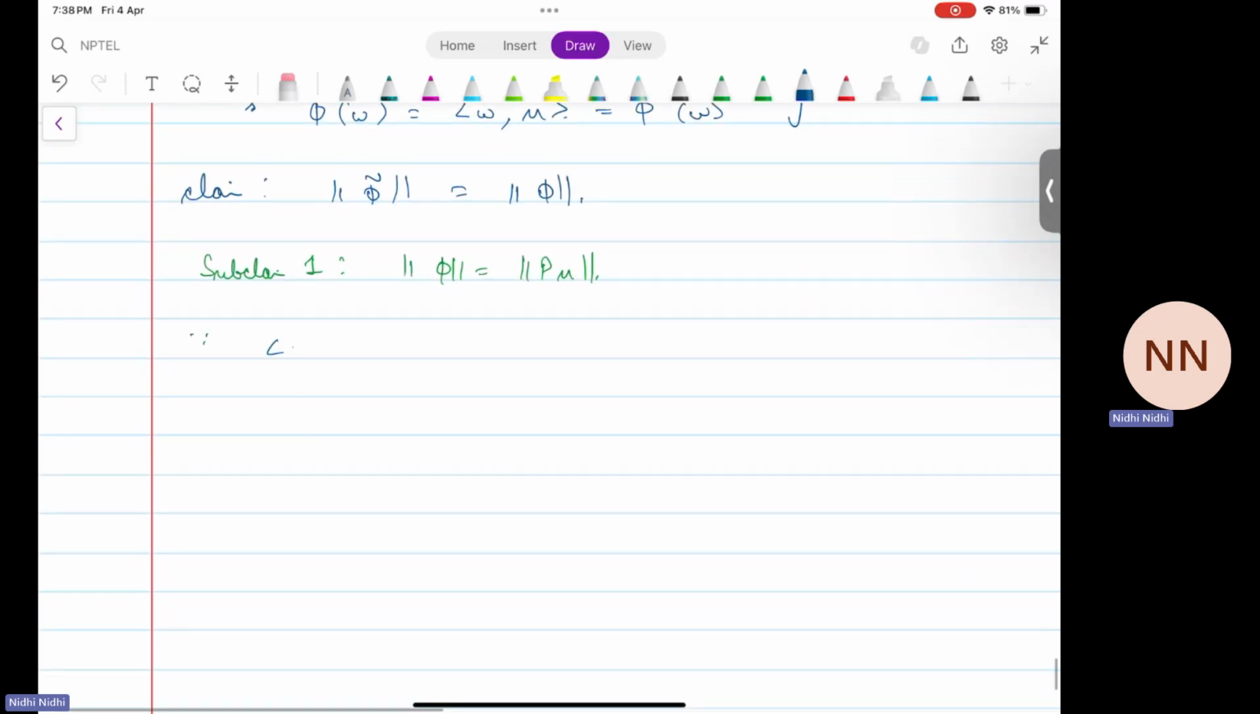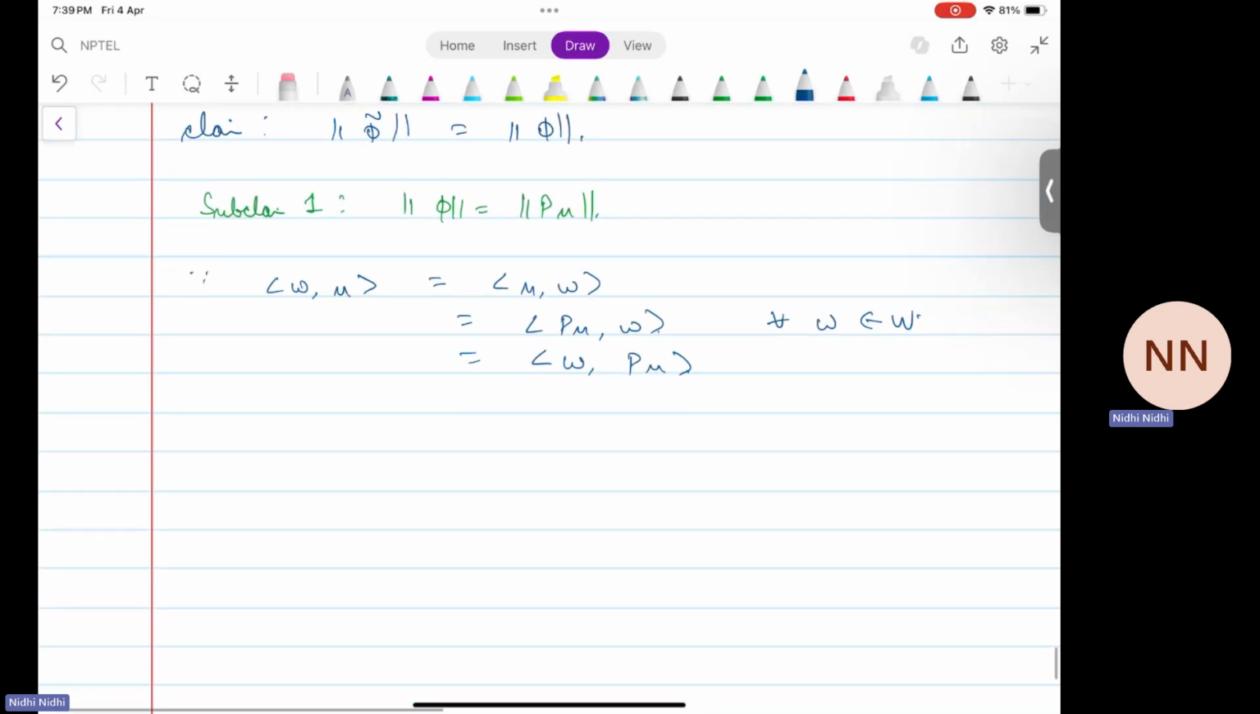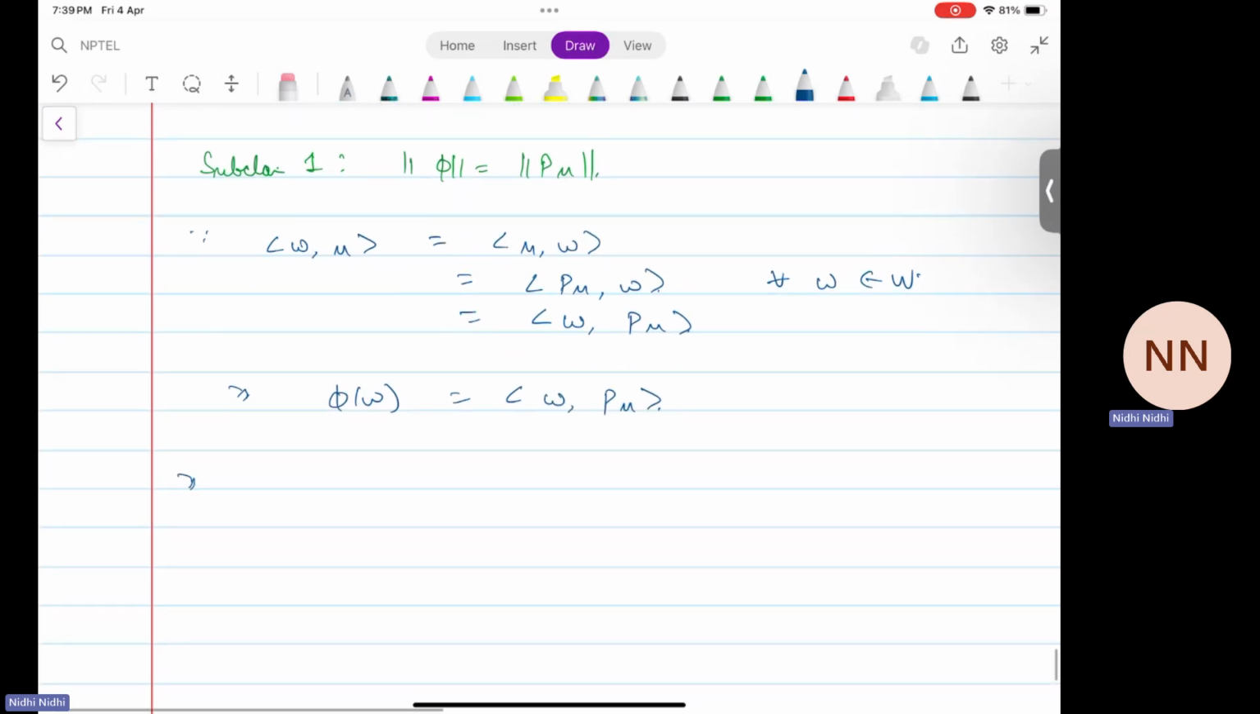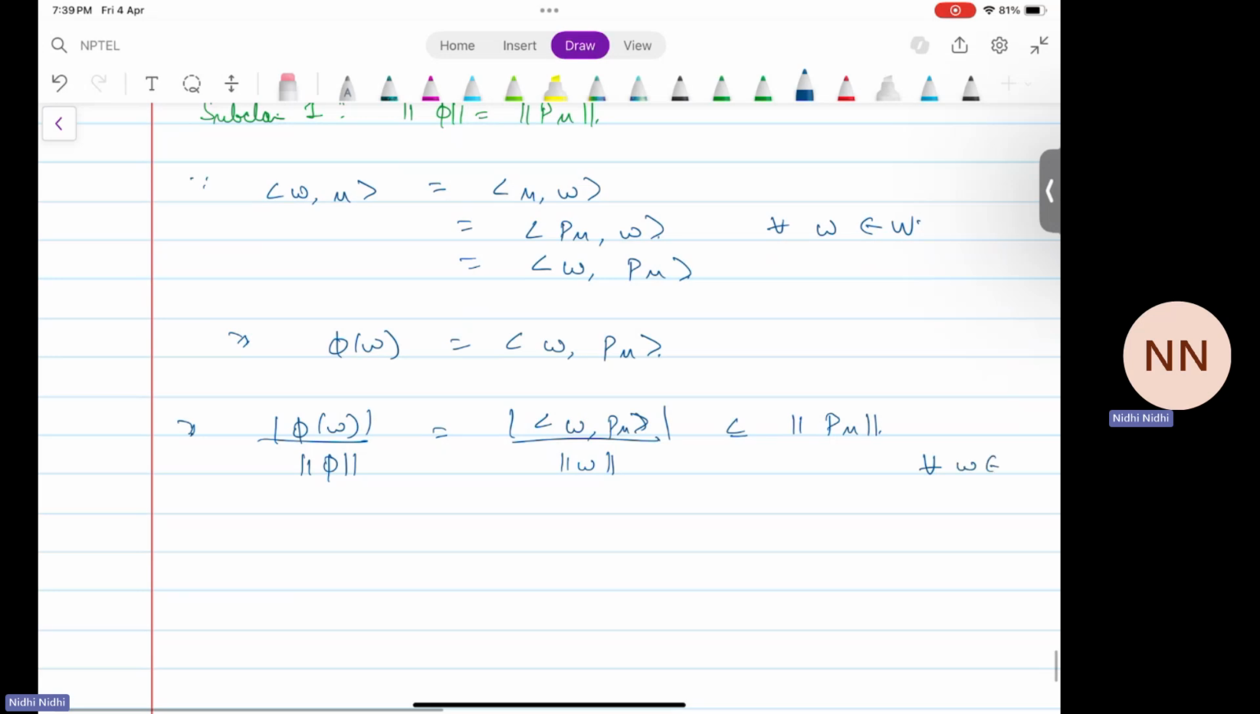Now, since the inner product of w with u is equal to the inner product of u with w by symmetry, this is equal to the inner product of Pu with w for every w in W, just by the characterization of the orthogonal projection. Therefore, phi of w can be written as the inner product of w with Pu. This implies mod phi of w divided by norm w is equal to mod inner product of w with Pu divided by norm w. Then by Cauchy-Schwarz, this is less than or equal to norm Pu for every w in W.